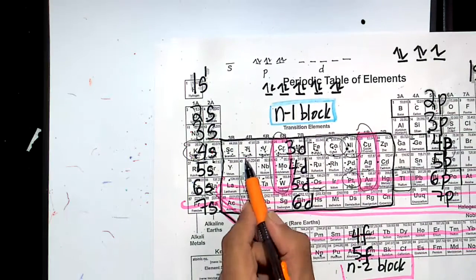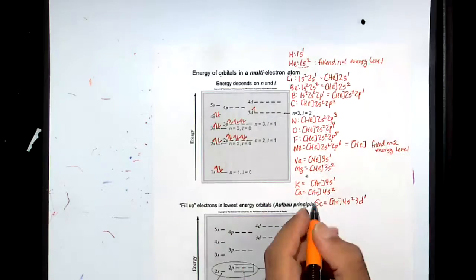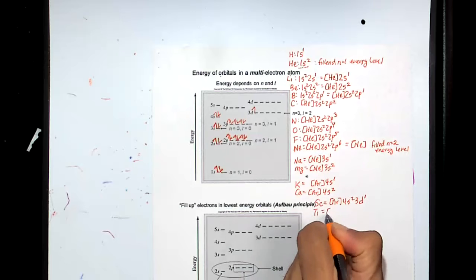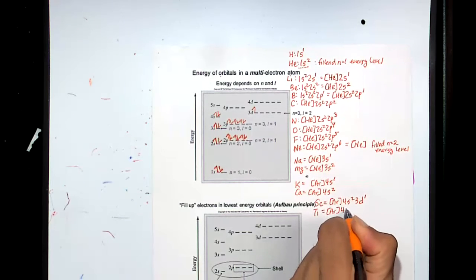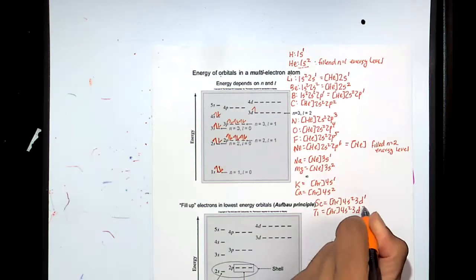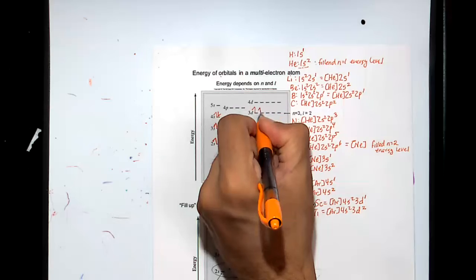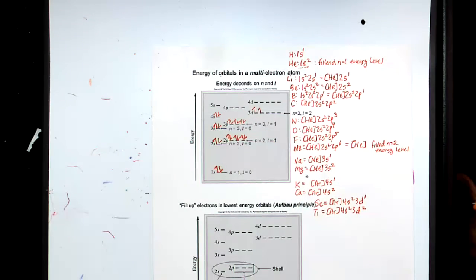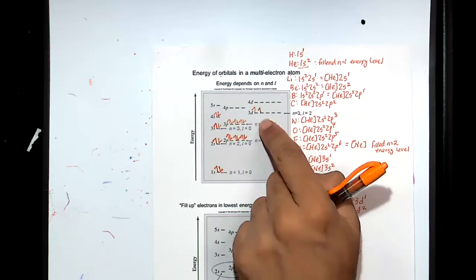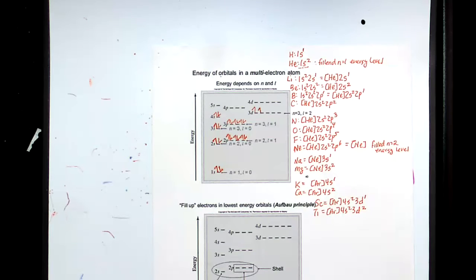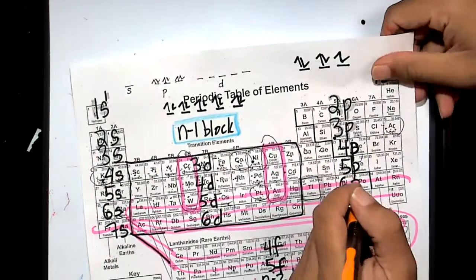Okay, what about titanium? Argon 4s2 3d2. Okay. So the electrons go marching in. They are 3d2 here. That's going to be the electron configuration of titanium. Okay, so the electrons go marching in a very specific order. All right. Let me throw something in here.